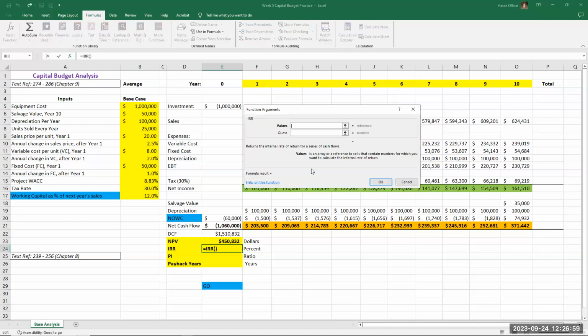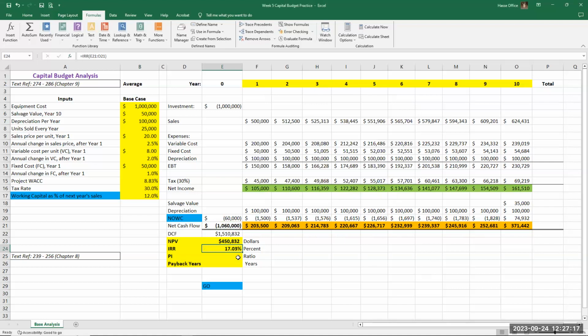Internal rate of return is just one calculation including year 0 as your beginning value all the way to year 10 of your net cash flows. So that's E21 to O21, and that converts that into a percentage, and we go to 2 decimal points. So 17.03% is our internal rate of return.